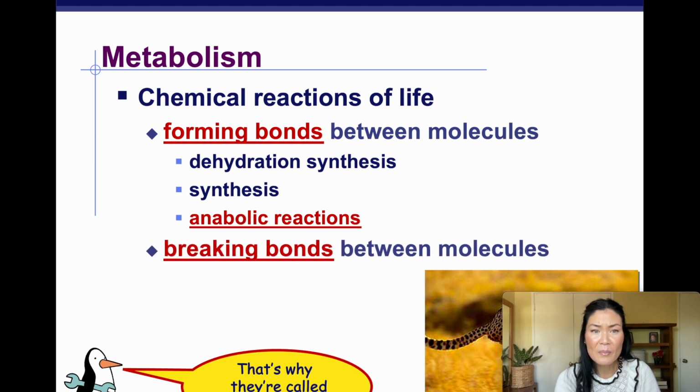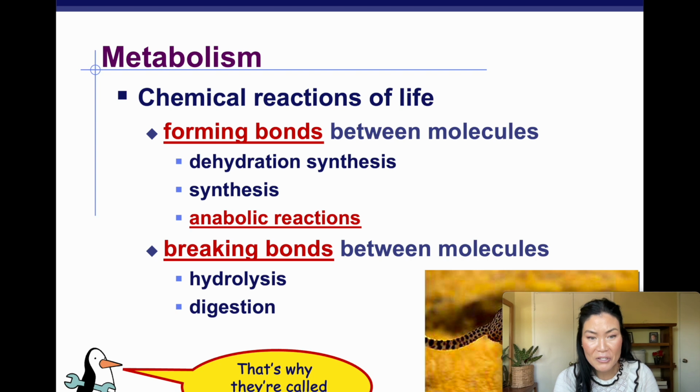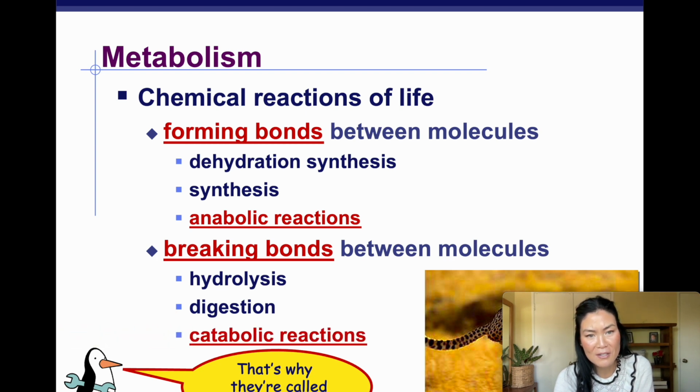The other type of chemical reaction is breaking bonds. So when you eat food, right, you're going to break down those molecules to make ATP. And this is a reaction, not dehydration synthesis, but remember the other type of reaction? Hydrolysis, right? We're using water to break bonds. So not synthesis, but breaking or digesting, sorry. And they're not anabolic reactions, but they're catabolic reactions, okay?